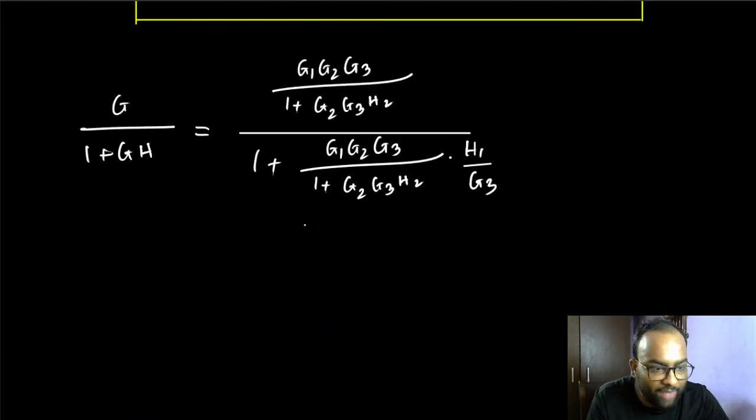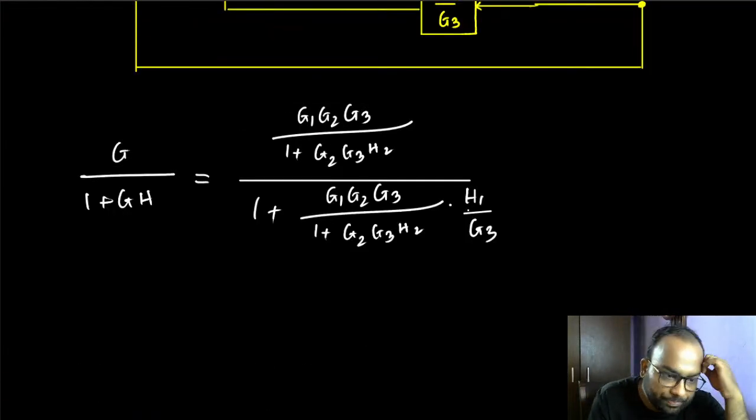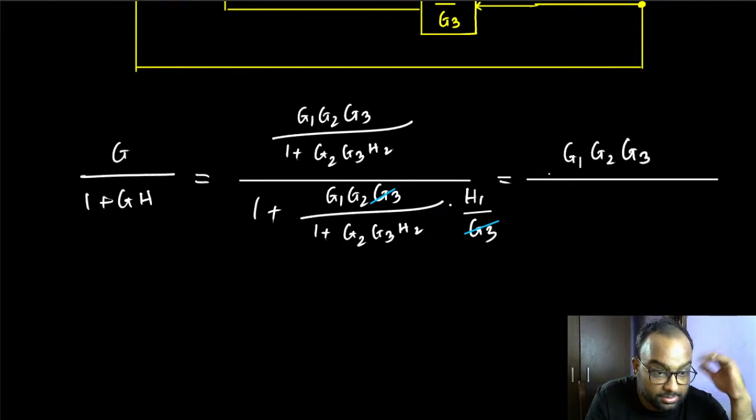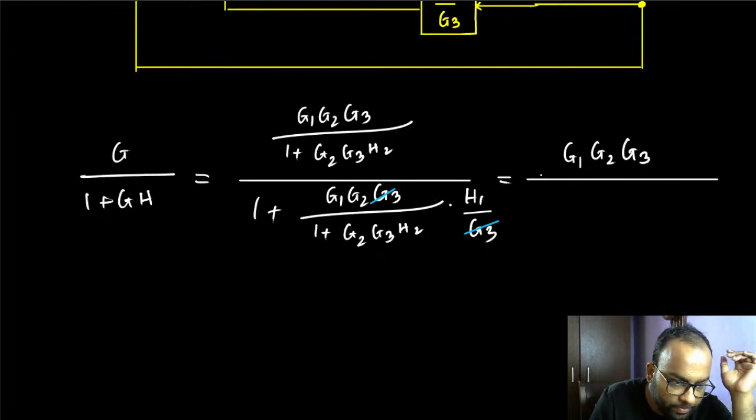Okay, so now let's simplify this. I think we can cancel out this G3. One G3 can cancel out. The denominators will be the same, so they can also cancel out, and that way we would be having G1, G2, G3, simple algebraic simplification. And that's why this is algebra again. We're adding, subtracting, doing multiplication and division, nothing else, right? So that's why this is block diagram algebra for you.